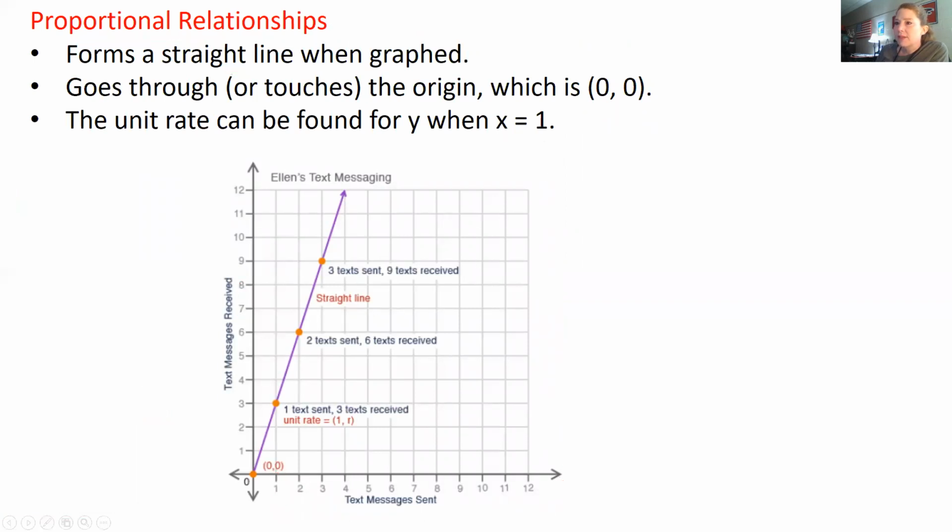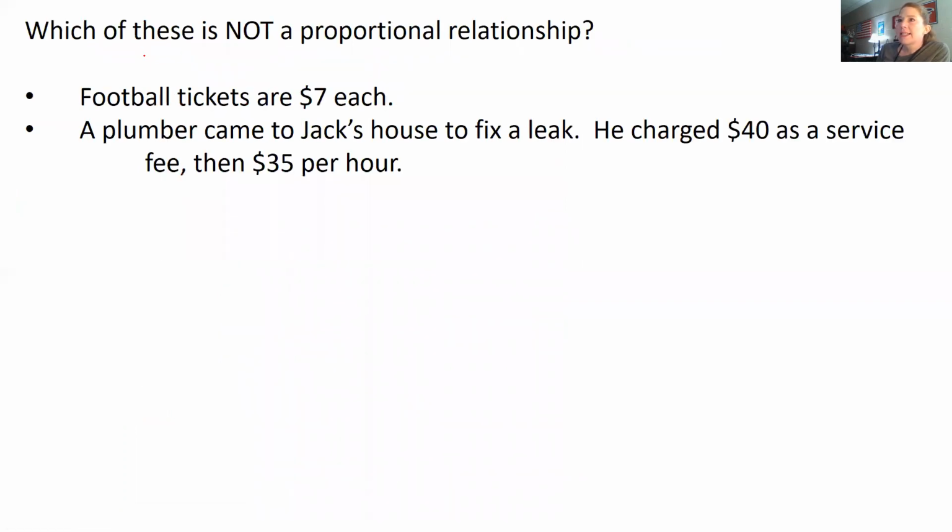Okay, so let's look at the next example. It says, which of these is not a proportional relationship? Well, football tickets are $7 each. So if I bought one ticket, I would spend $7. If I bought 2 tickets, I would spend $14. What if I bought 0 tickets? Well, I would spend $0.